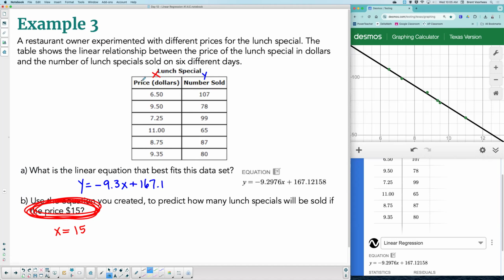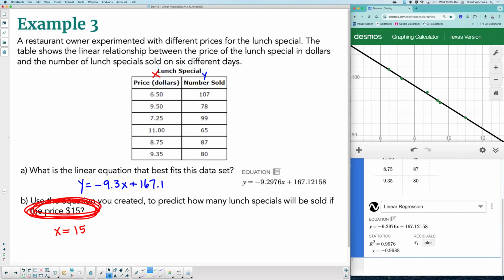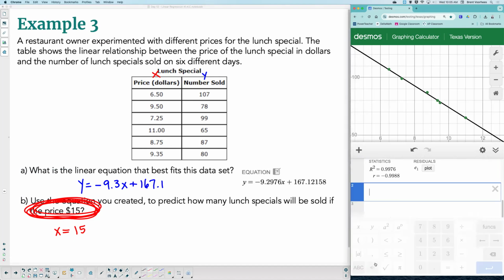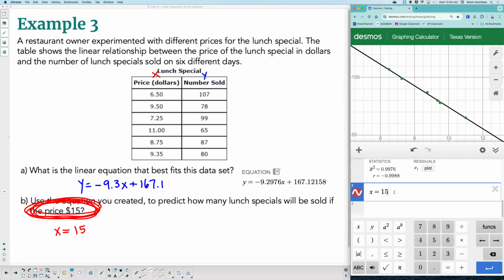Because we put X on top of price in our table. Is everybody clear where that came from? So now, I don't type in the dollar sign. Go to your calculator now and scroll down, and as a new equation on line 2, type in X equals 15. Everybody type in X equals 15?